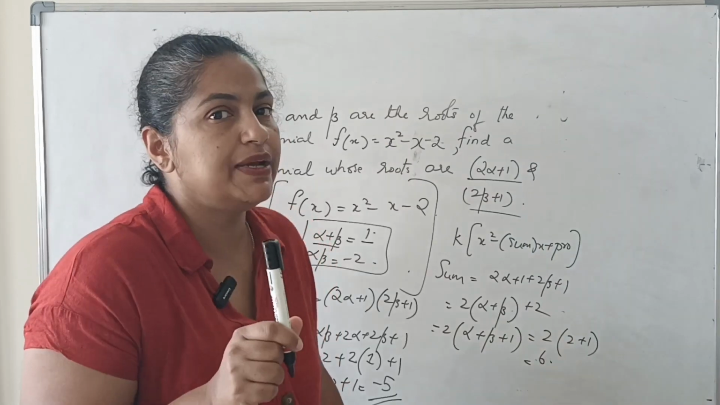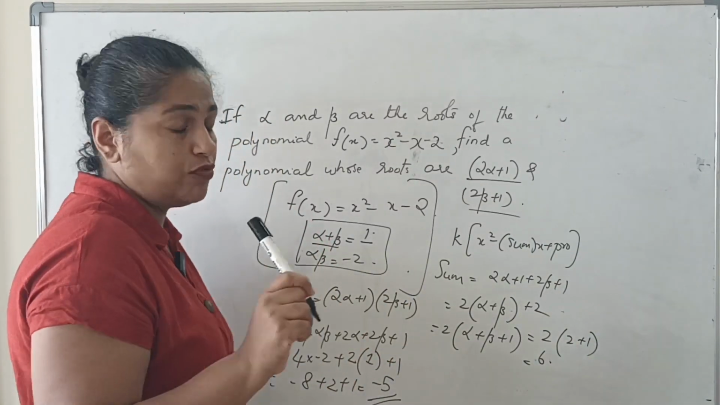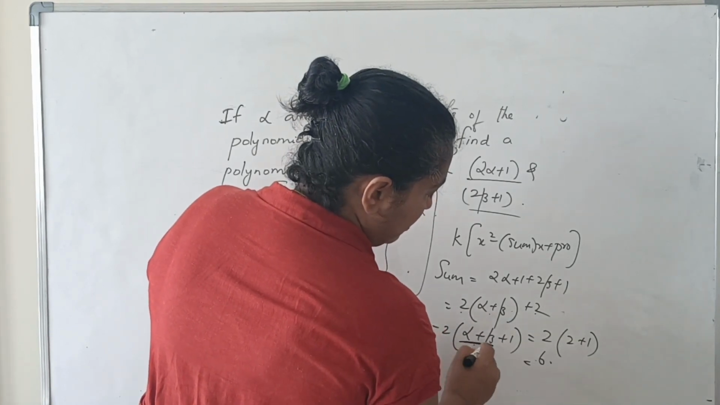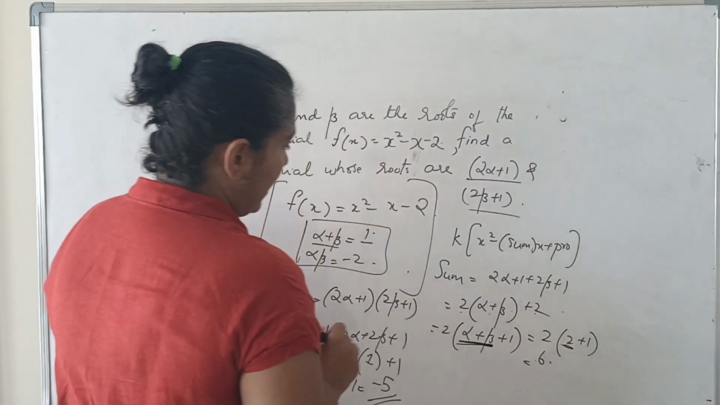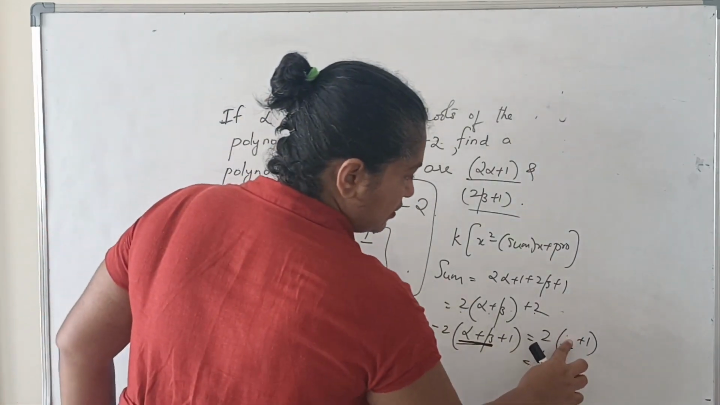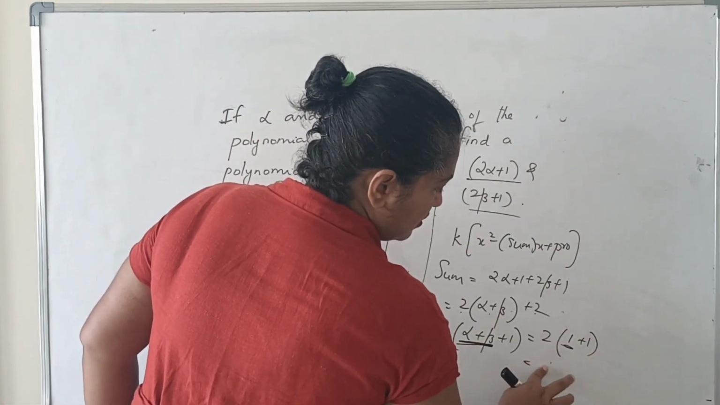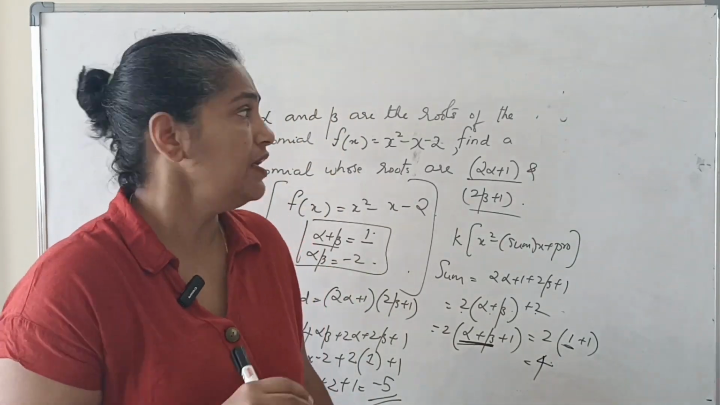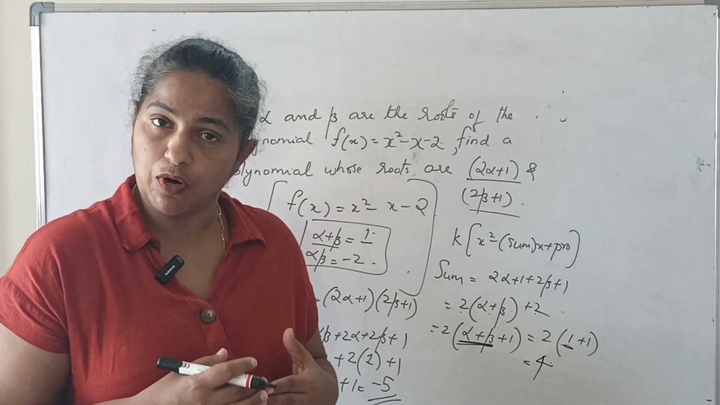I have made a mistake in finding out the sum of the roots, which is 2 into alpha plus beta plus 2. When I substituted the value of alpha plus beta, I had to substitute 1. I substituted 2. So this is 1. So the sum is 4. My bad. Sorry. So now let us write down the polynomial.